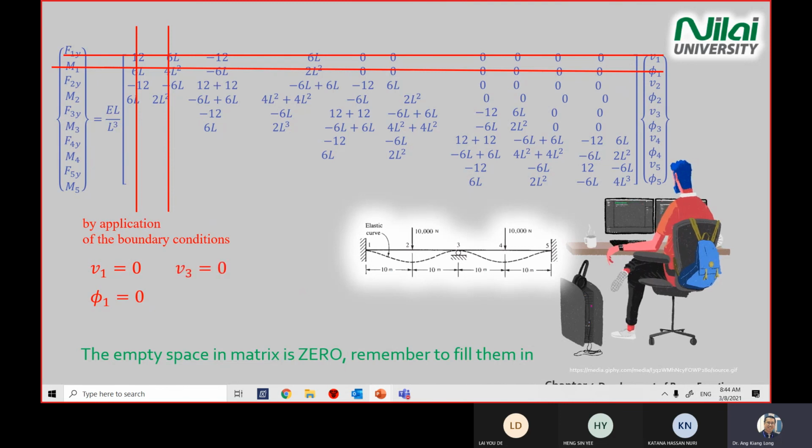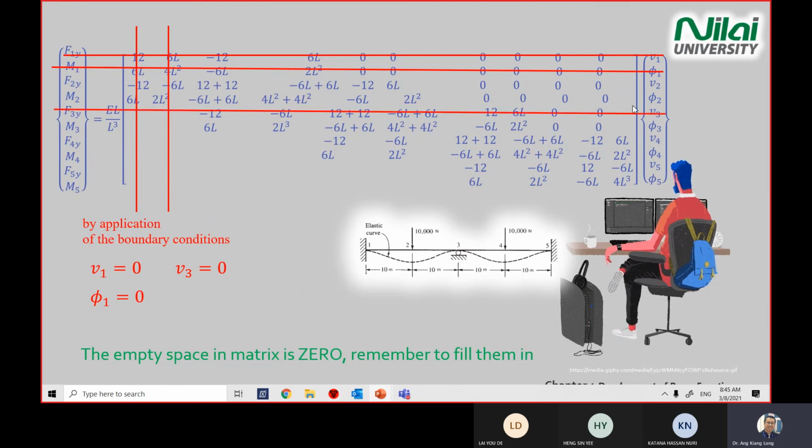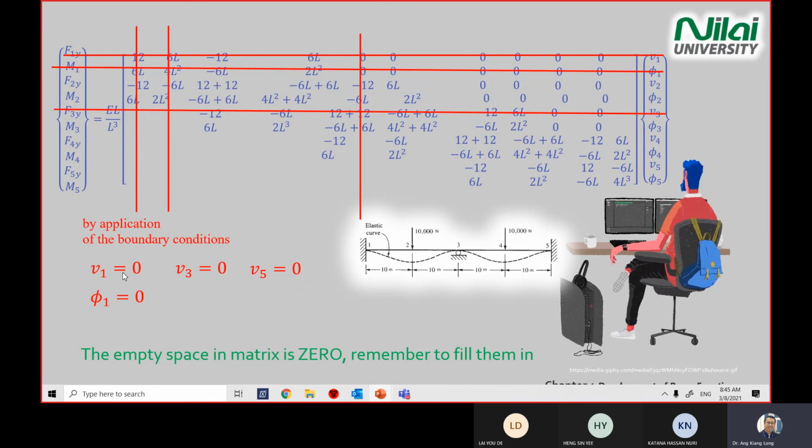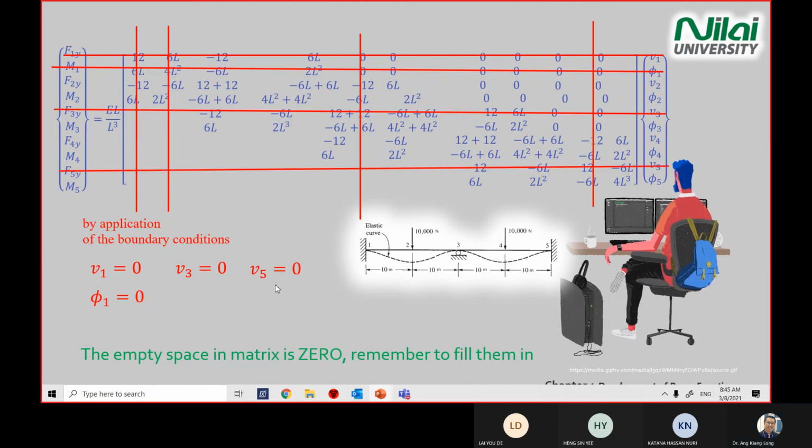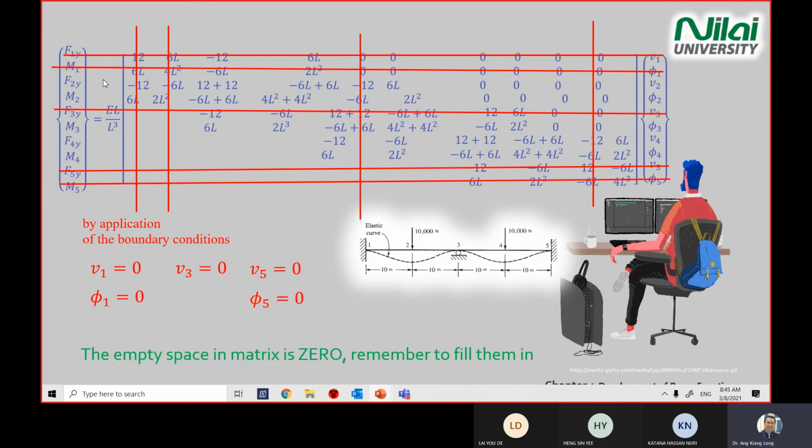Then we go for the third point. The third point is a roller pin here. When you have a roller pin, you have a rotation angle there, so we only cannot move vertically. So V3 equal to 0, you close the V3 column, and the row also. Then you look at number 5. Number 5 is also built inside a wall, the same scenario as point 1. So V5 is 0, rotation is 0. So you close all these things.